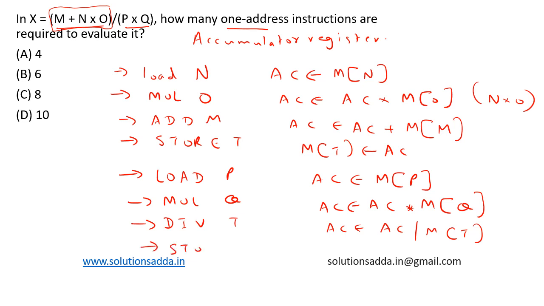Store the result to memory location X, that is, memory location of X will contain the current accumulator value, which is the result of this expression. So let's count the number of instructions. 1, 2, 3, 4, 5, 6, 7, 8. So the correct answer is option C, 8.